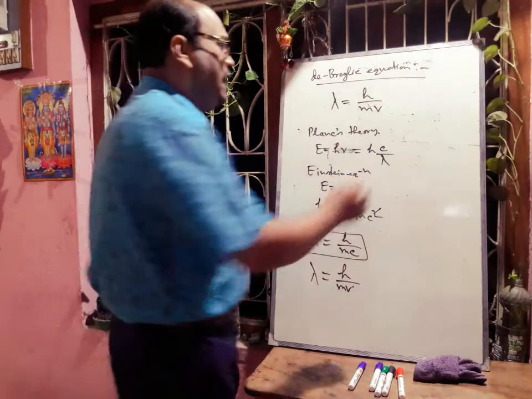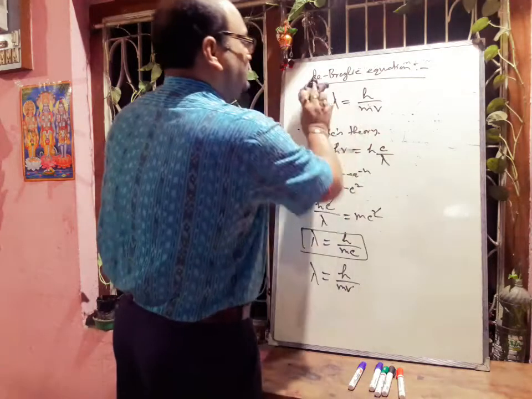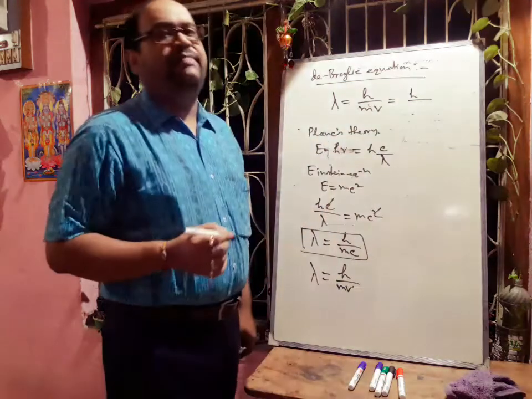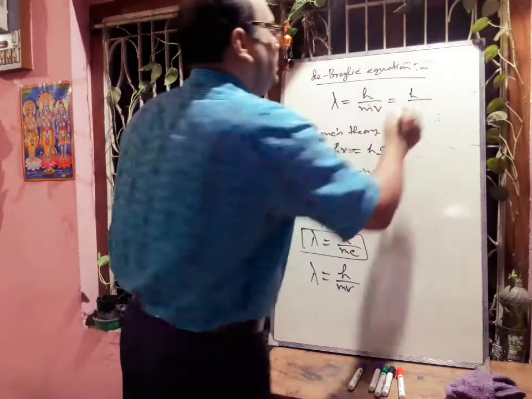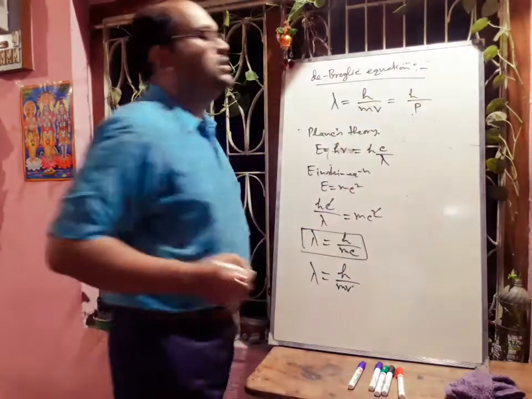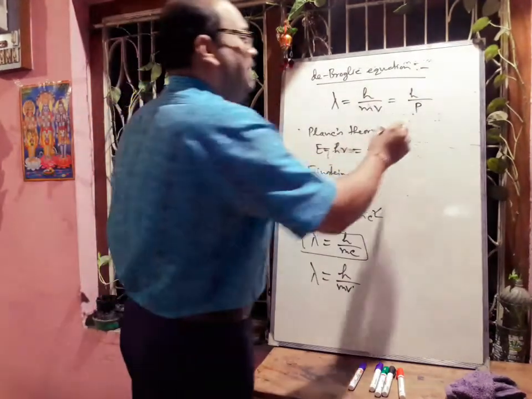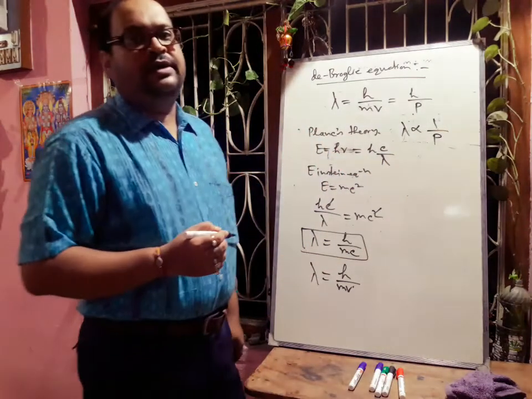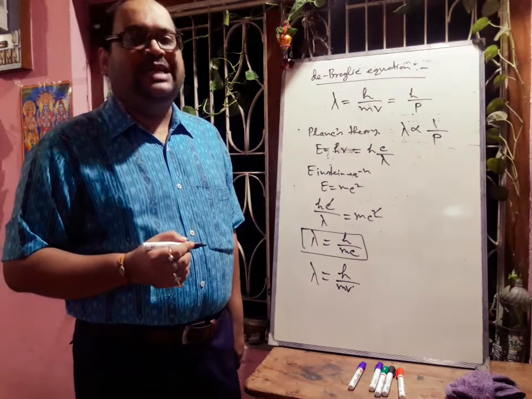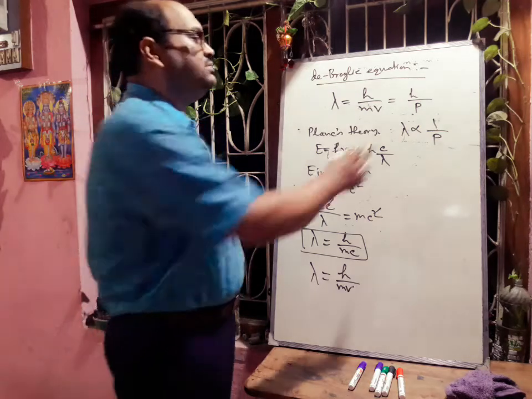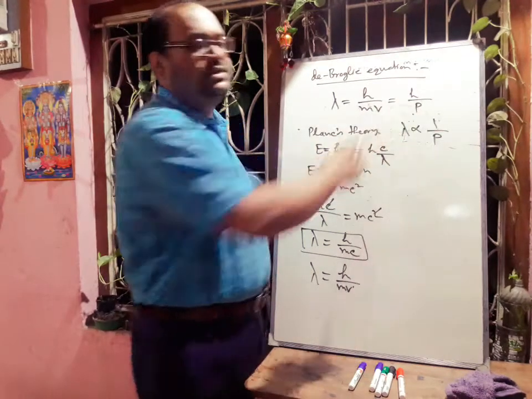So here we can write also that h by mv is what? mv is the momentum, that we can write here as p. So from here we can write that lambda is proportional to 1 by p. Here p is the momentum, so the wavelength of a moving particle is inversely proportional to its momentum.